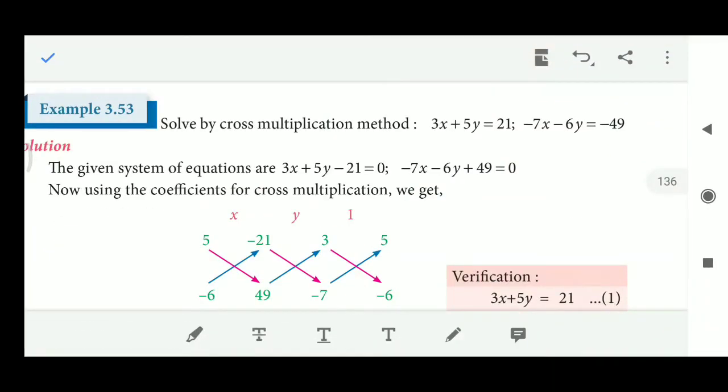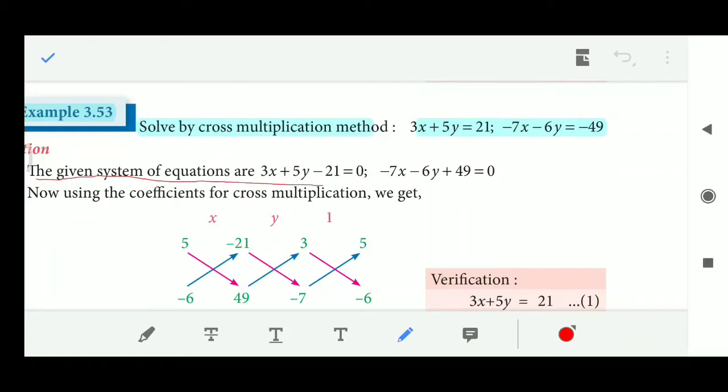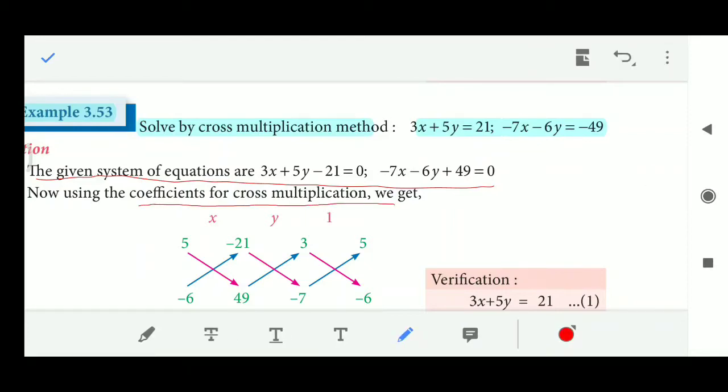Next, example 3.53. Solve by cross multiplication method: 3x + 5y = 21 and -7x - 6y = -49. First we have to arrange the equations by bringing all the terms to one side: 3x + 5y - 21 = 0 and -7x - 6y + 49 = 0. Then for the cross multiplication we have to arrange the coefficients as x, y, 1.